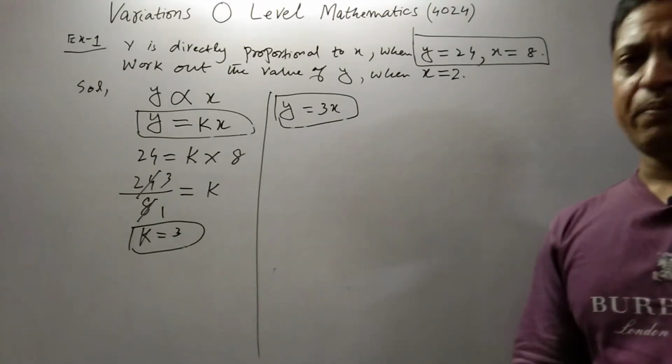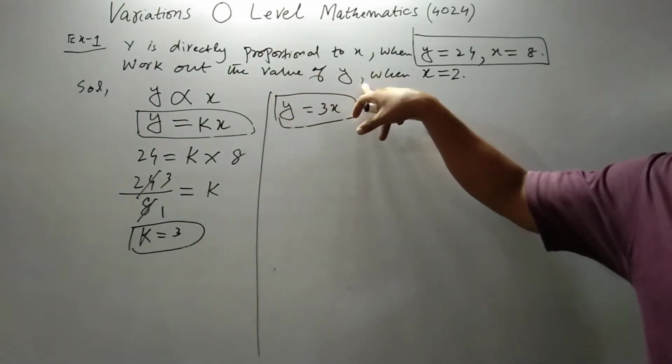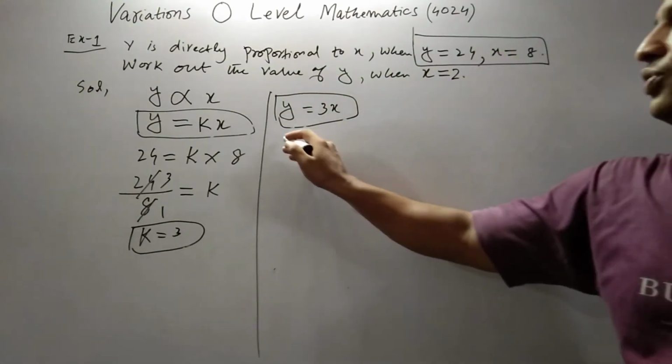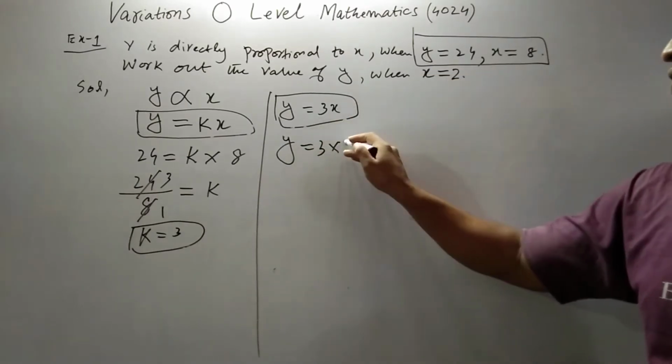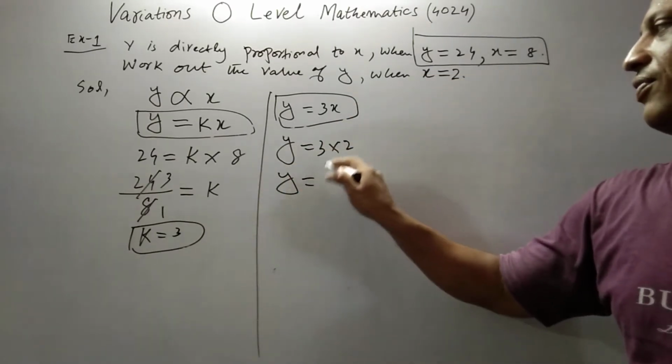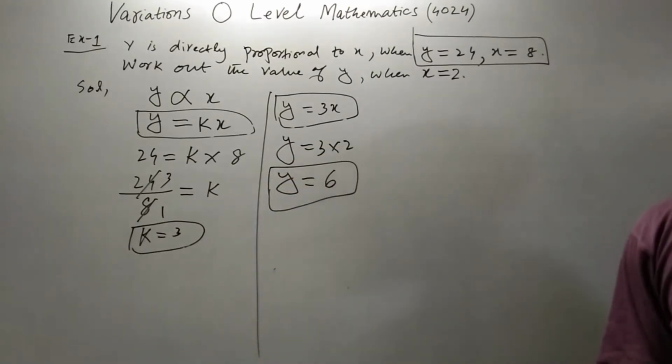Now come to the main part. The main part is work out the value of y when x is equals to 2. We have to put the value of x, 2, to get the value of y. 3 2s are 6. This is our final answer.